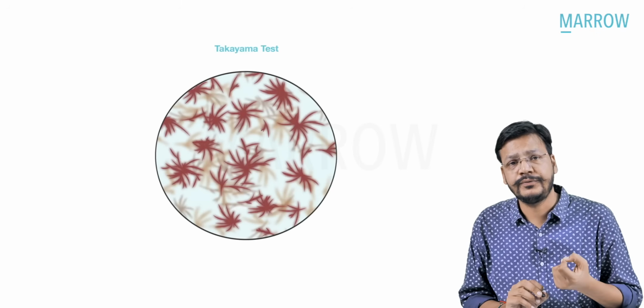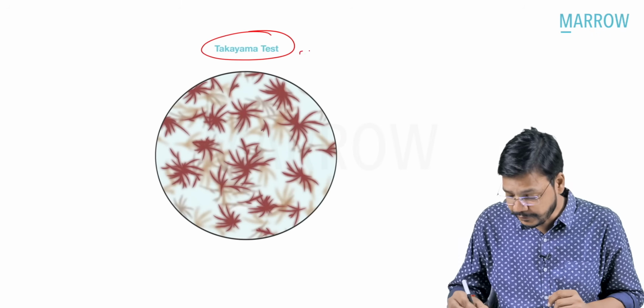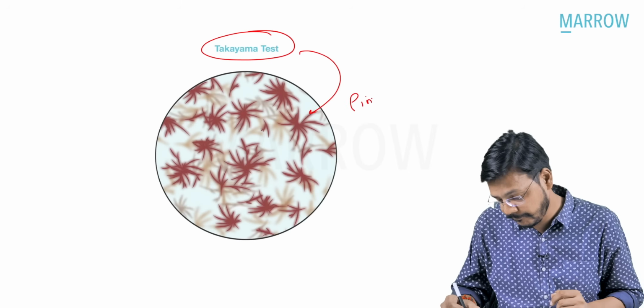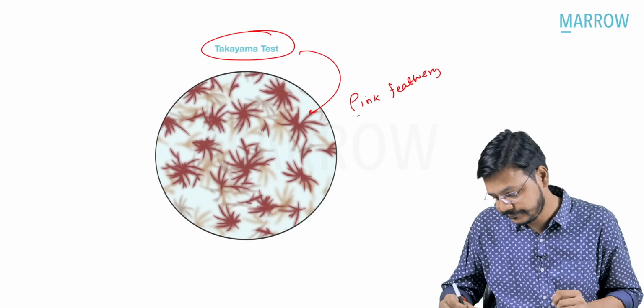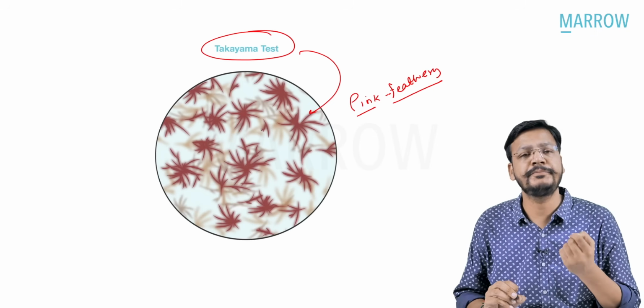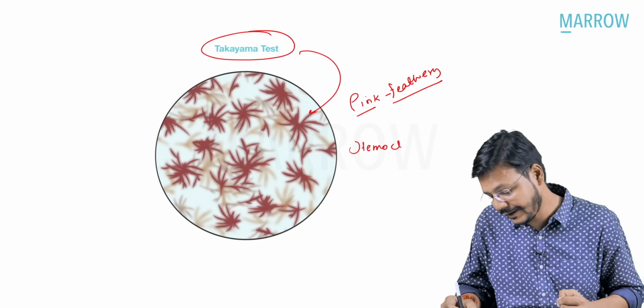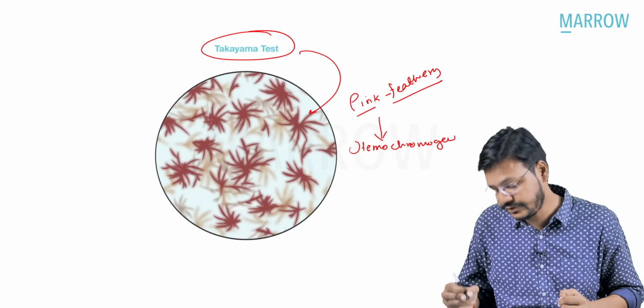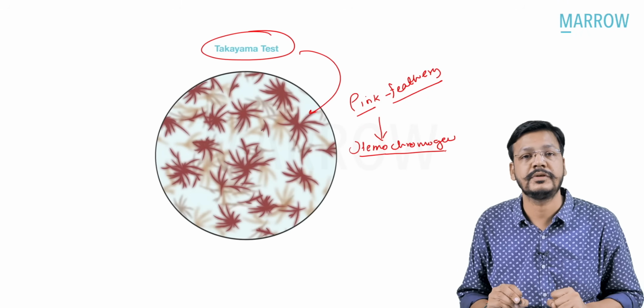Now two tests for blood stain. One is Takayama. Takayama forms pink feathery crystals, and these crystals are actually hemochromogen crystals. The test is Takayama.